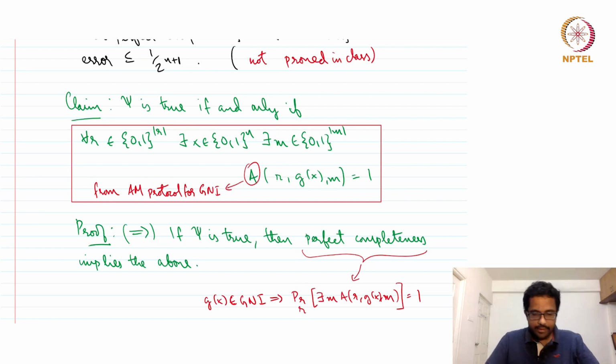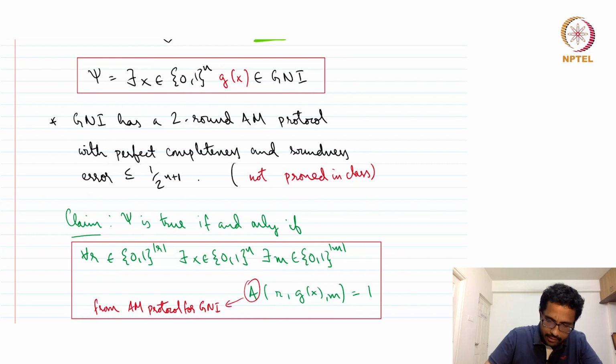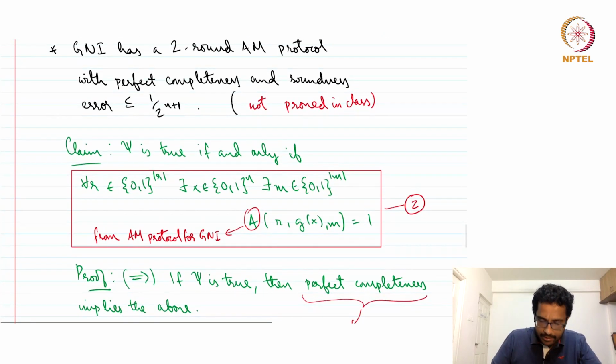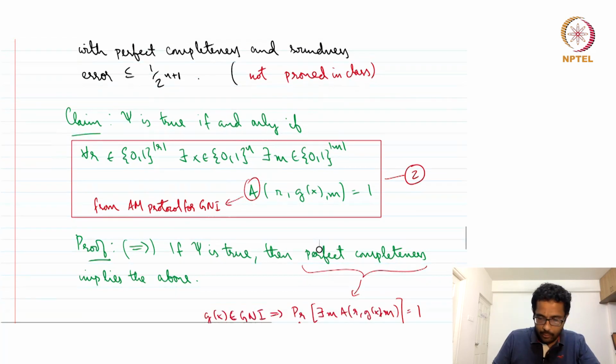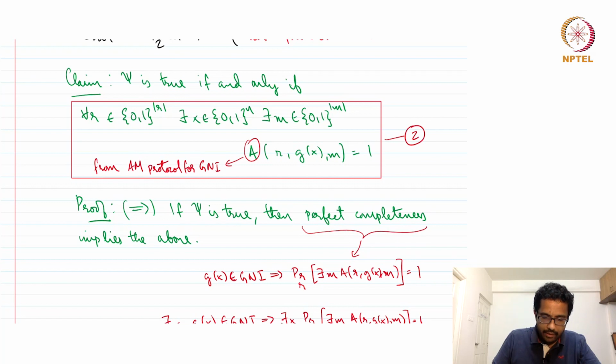So let us see why this is true. We want to say that given this psi, let's say 1, that is true if and only if this is true. So 1 and 2 are kind of equivalent. Let us do it in two parts. First, 1 implies 2. Suppose psi is true.